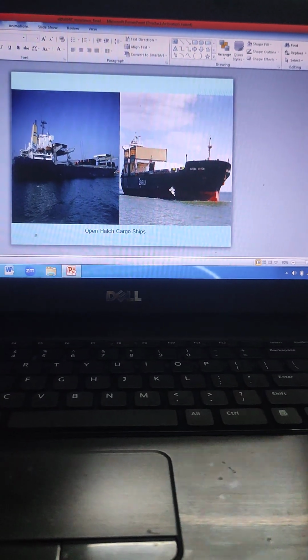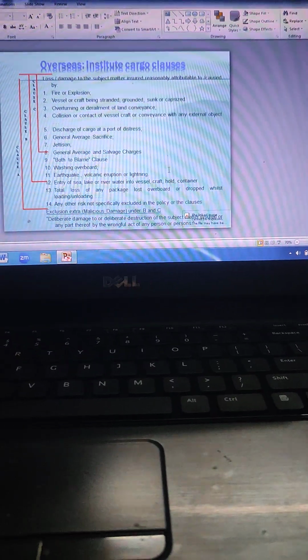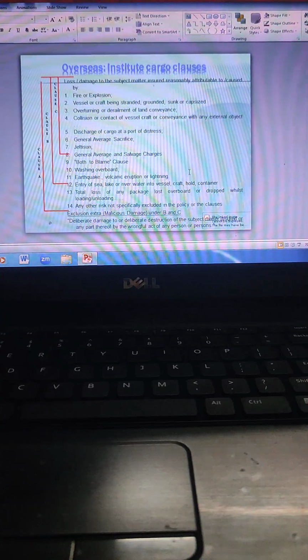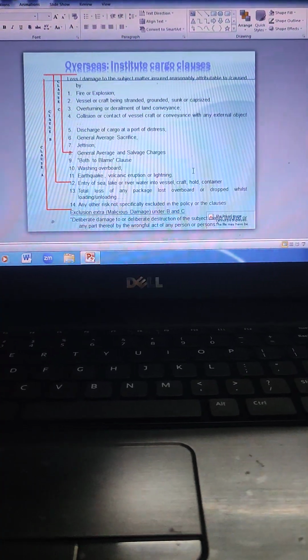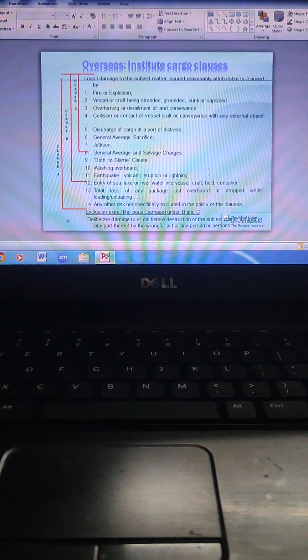These are the open hatch cargo ships. These are institute cargo clauses. 3 clauses are there, A, B and C. C is the smallest, which covers the 7 risks.